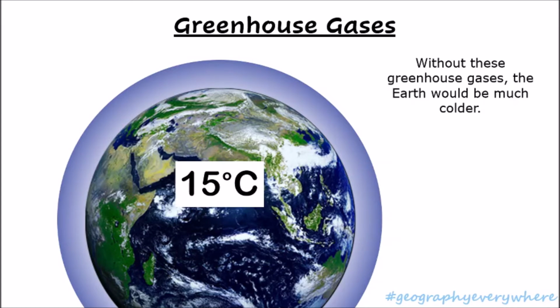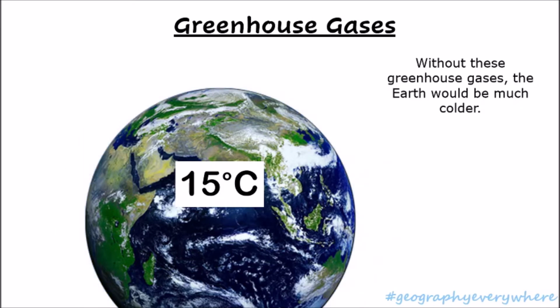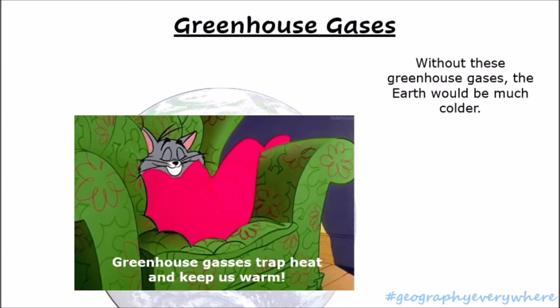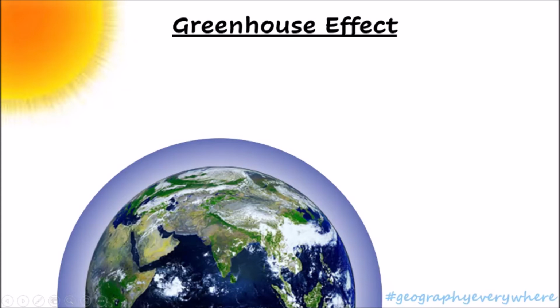At the moment, Earth's average temperature is around 15 degrees Celsius. If you had to take off all the greenhouse gases, remember the greenhouse gases keep us warm, the temperature of the Earth would be a lot colder, around minus 18 degrees. So greenhouse gases act like a blanket around the Earth and trap heat and keep us warm.